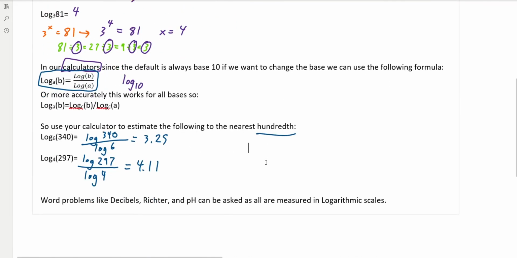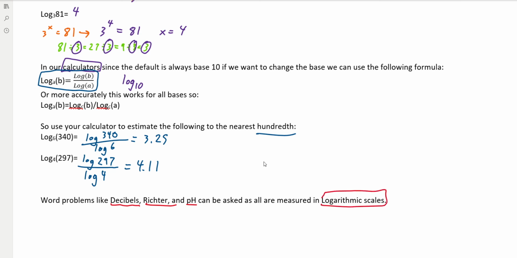So yeah, the only other thing to say is that there are potentially word problems, and we'll get into at least one of those in the next few videos. But decibels, Richter scale, pH are all things that are measured with logarithmic scales. So anything that has a logarithmic scale could be used as a word problem. They also will take an exponential scale question and force you to solve it with logs. So if it has a logarithmic scale, or if it has an exponential scale, they can still actually force you to do logs with it in a word problem.